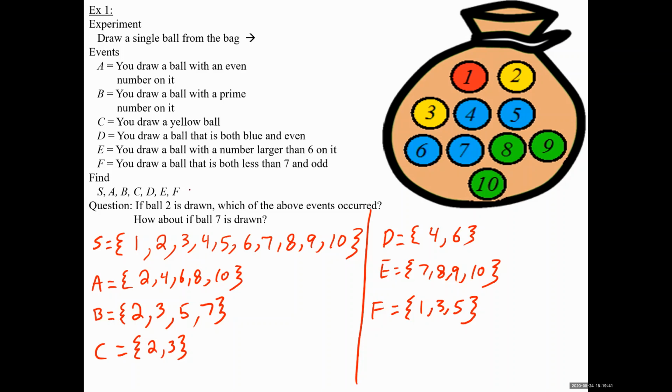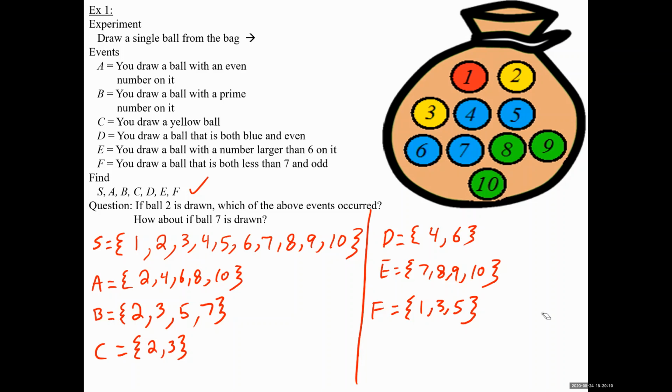Okay, so we did this part, and now there's a question. It says if ball 2 is drawn, which of these events occurred? Again, think of this as like I'm betting, and these are the ways I can win. I'm only going to win if a 1, 3, or 5 come up. So if I draw 1, I won because 1 is in there. So if I draw 1, we say event F occurred. But if I draw 2, did event F occur? Oh, it's not in there.